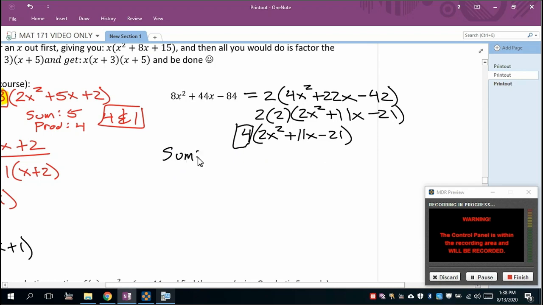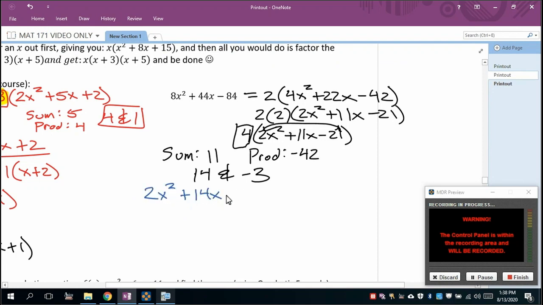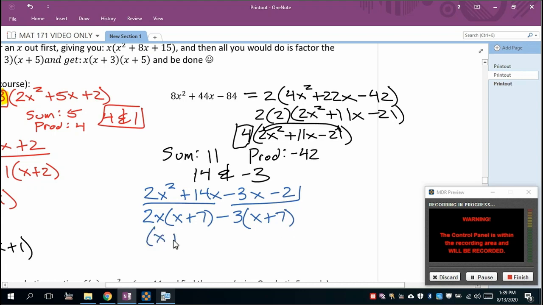We need two numbers that have a sum of 11 and a product of negative 21. Oh, not negative 21, but negative 42, because remember, 2 and negative 21 are the magic numbers. So they're going to be 14 and negative 3. So you have 2x squared plus 14x minus 3x minus 21. And then we go through the whole factor by grouping method. We could take a 2x out of this, giving us x plus 7. And I could take a 3 out of this, and that'll give us x plus 7. So you have x plus 7 times 2x minus 3.